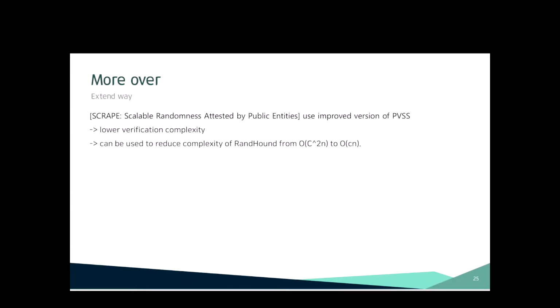And there is some paper about scalable randomness, and they use an improved version of PVSS. They have lower verification complexity and can be used to reduce the complexity of randomness from O(c squared n) to O(cn).